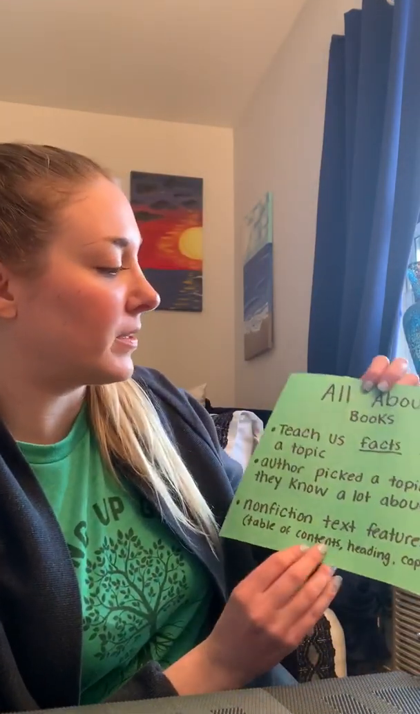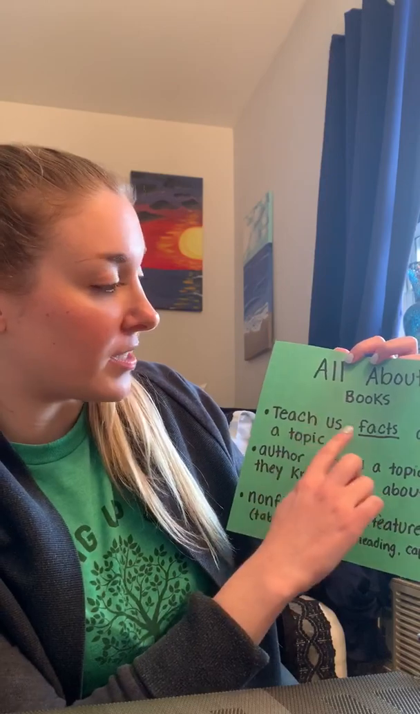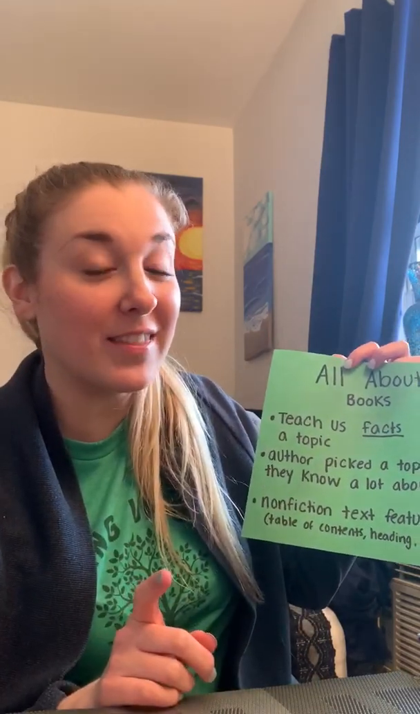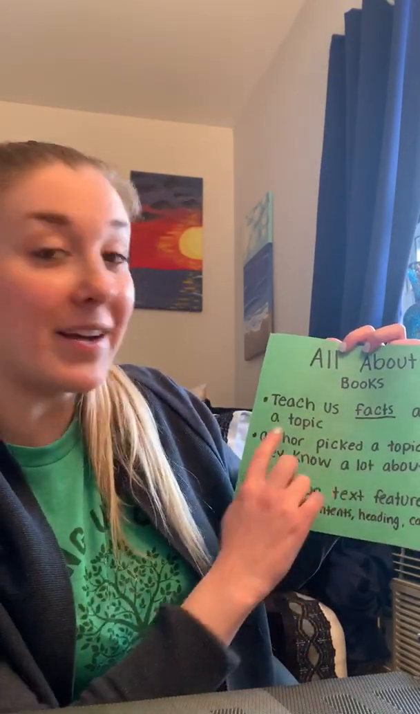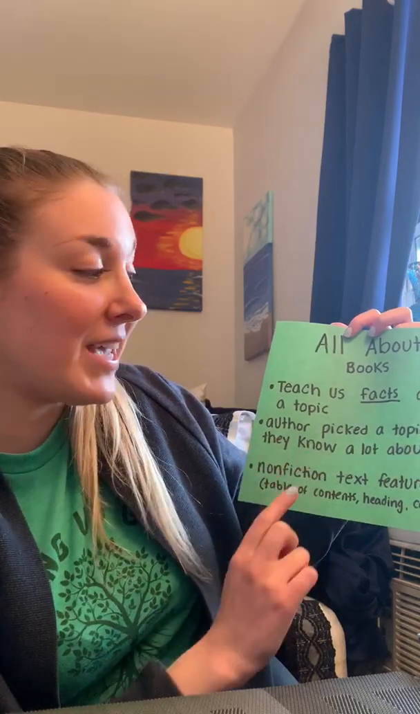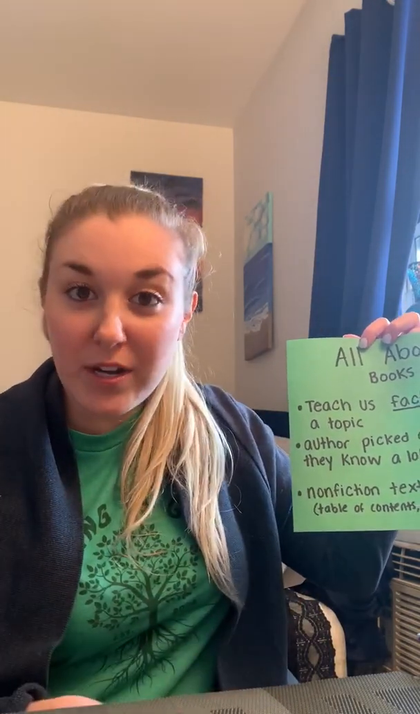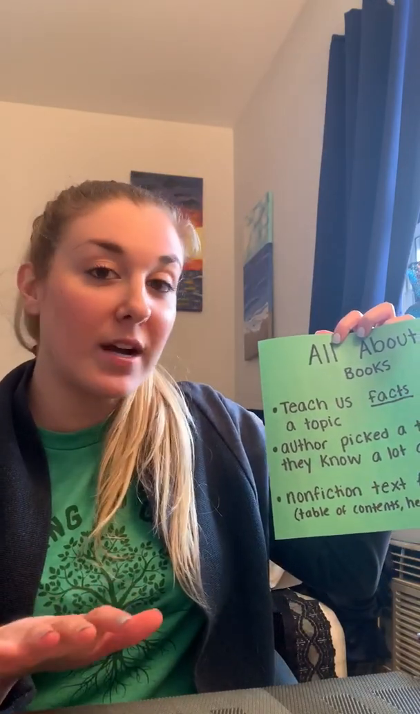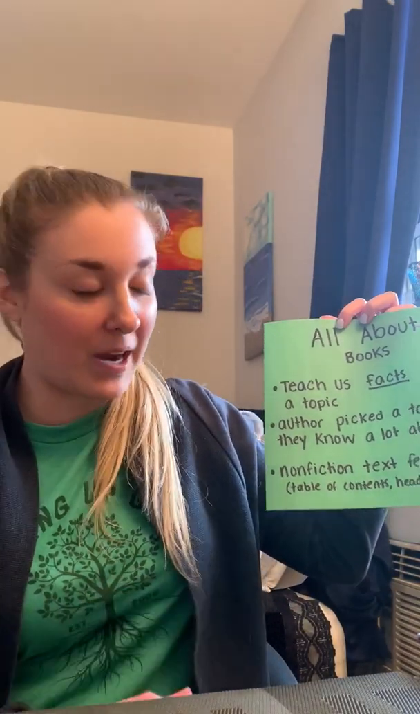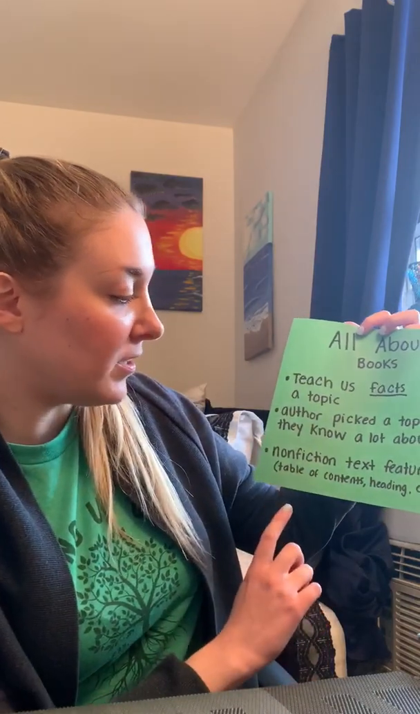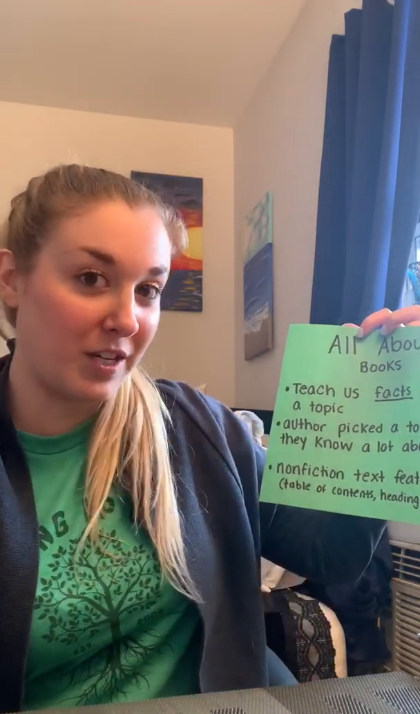We're going to be talking about our All About books again today. Let's remind ourselves, what is an All About book? An All About book teaches us facts, which we learned yesterday are things that are always true, about a topic. The author picks the topic that they know a lot about. So yesterday we did a little bit of brainstorming where you guys thought about things that you know all about. We also know that All About books include nonfiction text features.